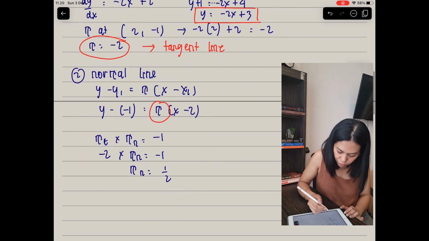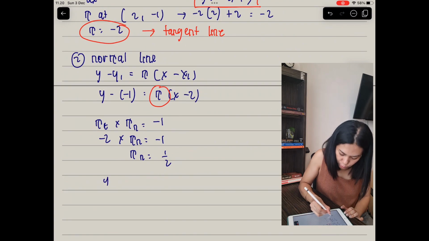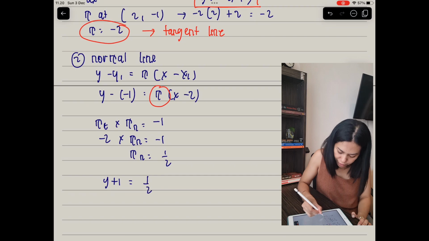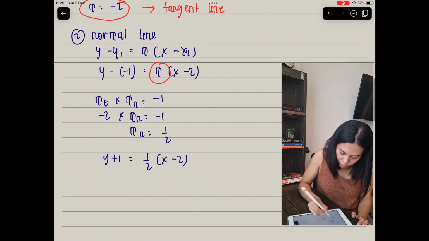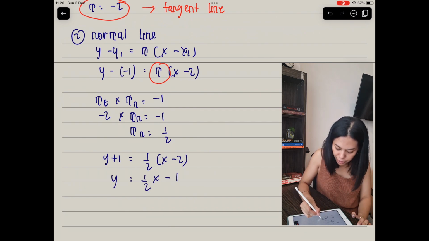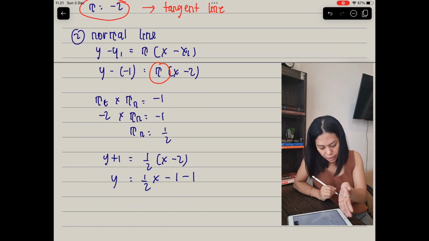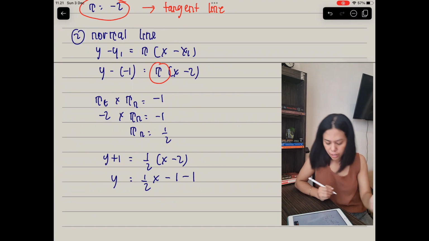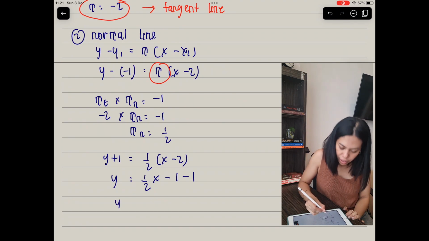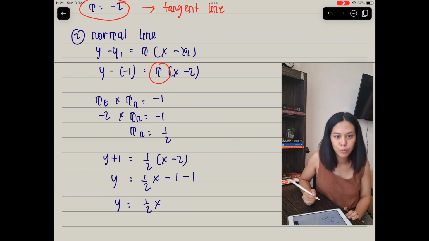So now we have y plus 1, because minus minus becomes a plus, equals half times x minus 2. Simplify: y equals half x minus 1, then minus 1 again. I move the 1 to the other side, so half times x, and half times negative 2, which is negative 1, and the 1 moves to the other side, so negative 1. So the equation of the normal line is y equals half x minus 2. There you go.